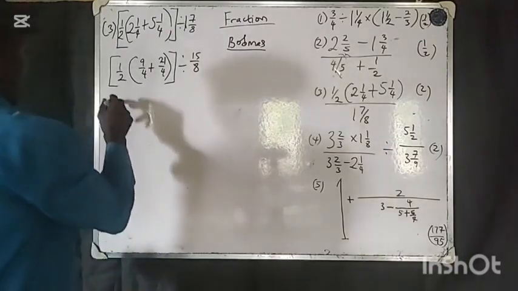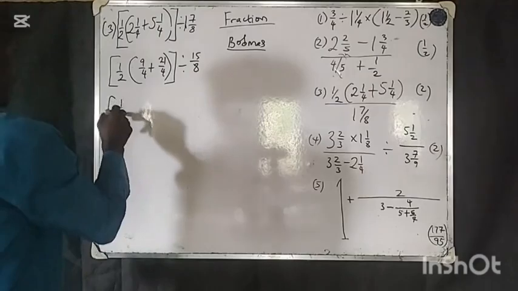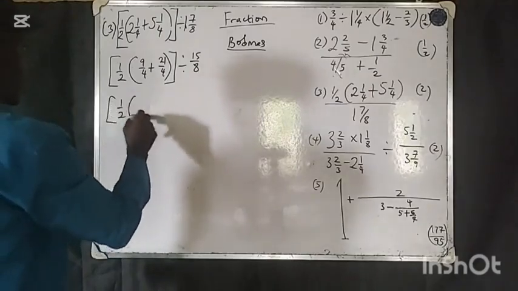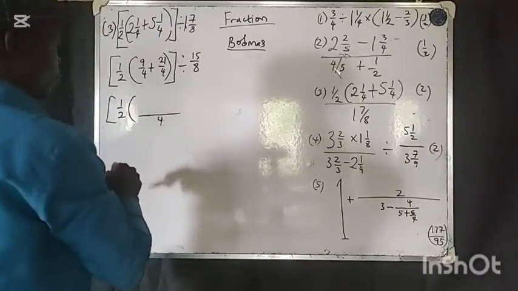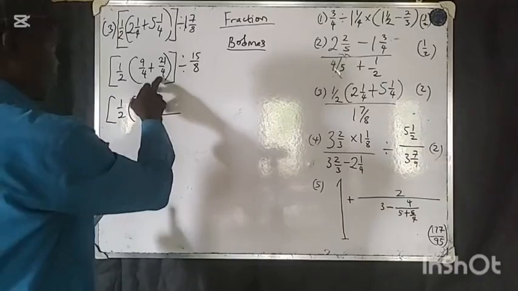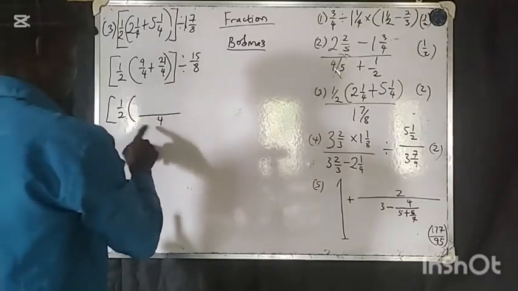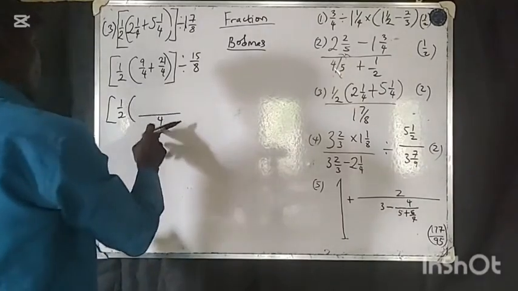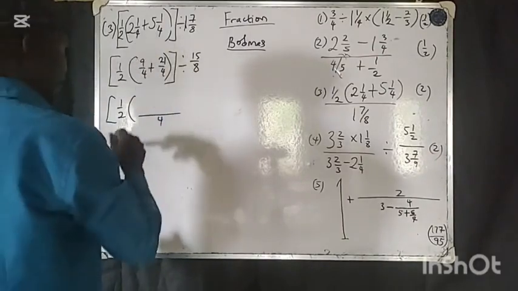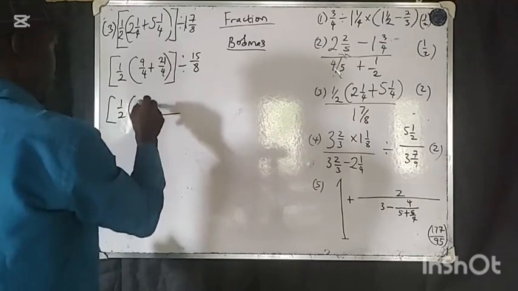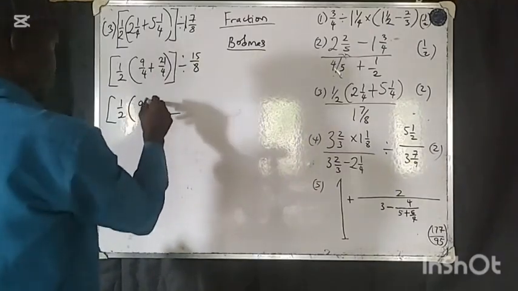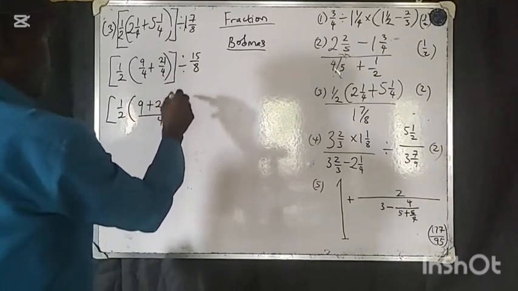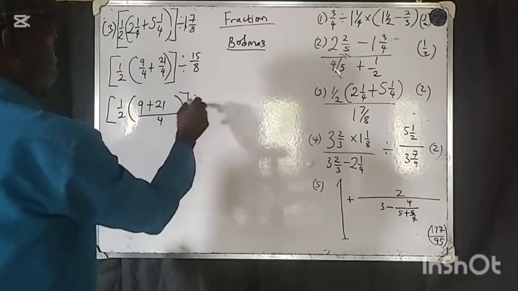So, as I said, the inner bracket will be solved first. The LCM of 4 and 4 is 4. So, when you have the same number as the denominators, the LCM will be the same number, which is 4. 4 goes in 4 is 1. 1 times 9, that will be 9. Plus 4 goes in 4 is 1. 1 times 21, that will be 21. So we have this one.